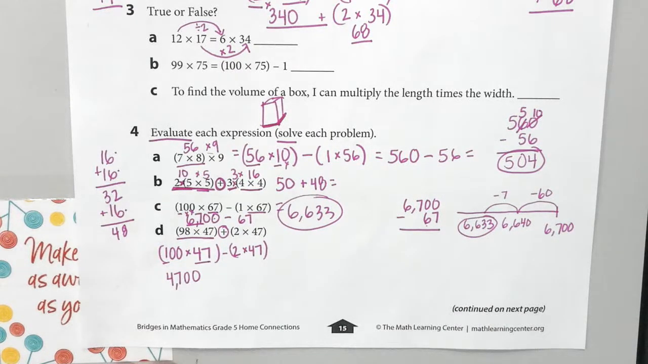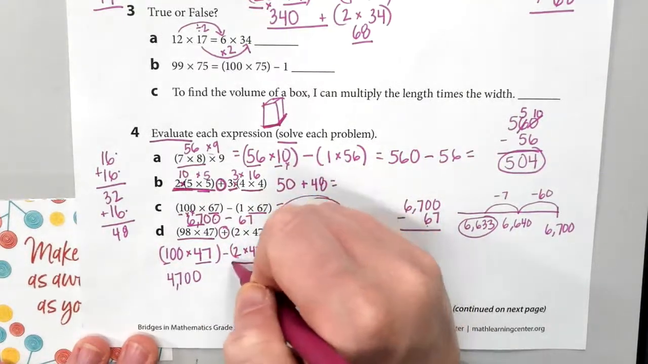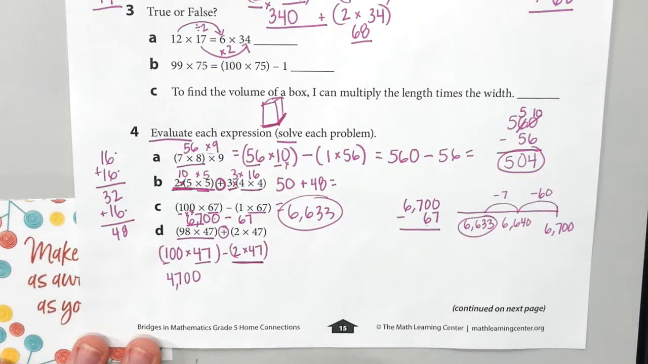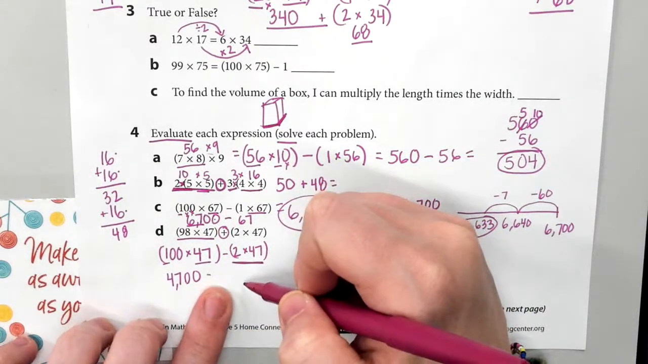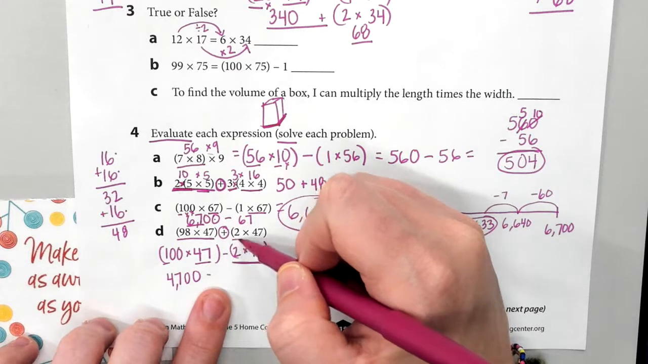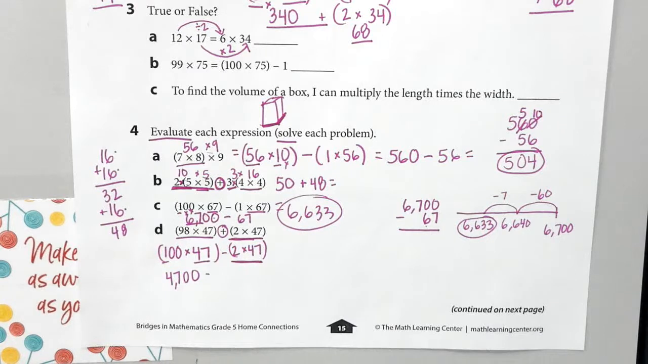4,700. Then I'm going to subtract 2 groups of 47. But kids, I want you to look at something really interesting. When I subtract 2 groups of 47, I'm going to get an answer. But then look, I add 2 groups right back to it. So it's almost like it cancels it out.